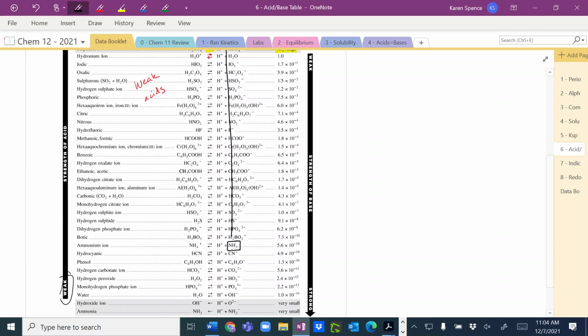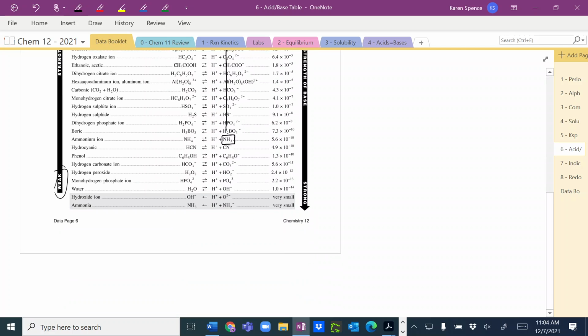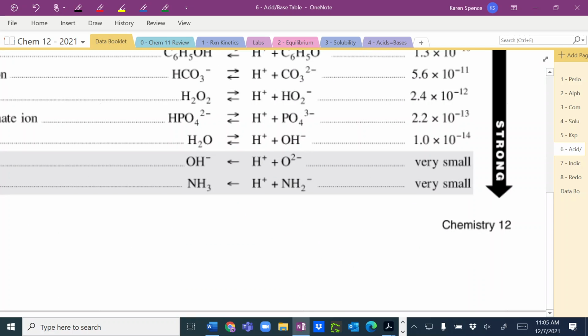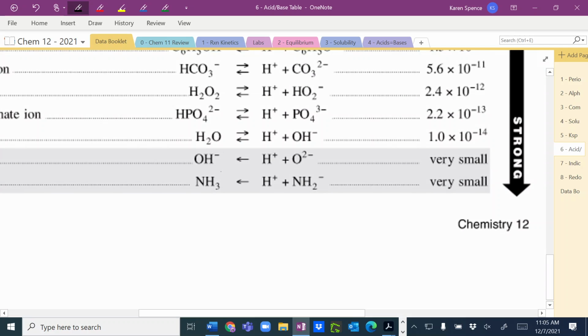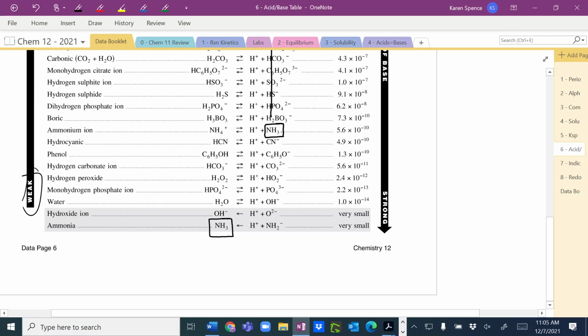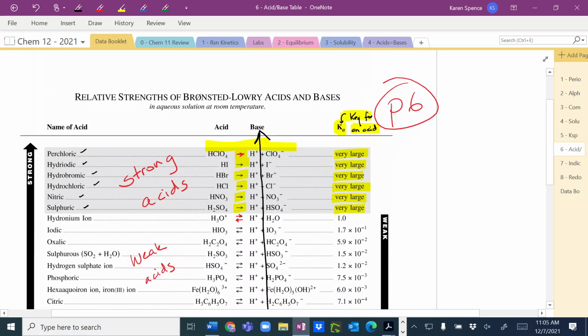It's in the white area, not the gray area. So is it a strong base or is it a weak base? It is a weak base. Now, just because we're talking about ammonia, I also wanted to take a look here. Ammonia also appears on the left-hand side, which would imply that it is what? Acid. So we look up and we're like, oh, acid.